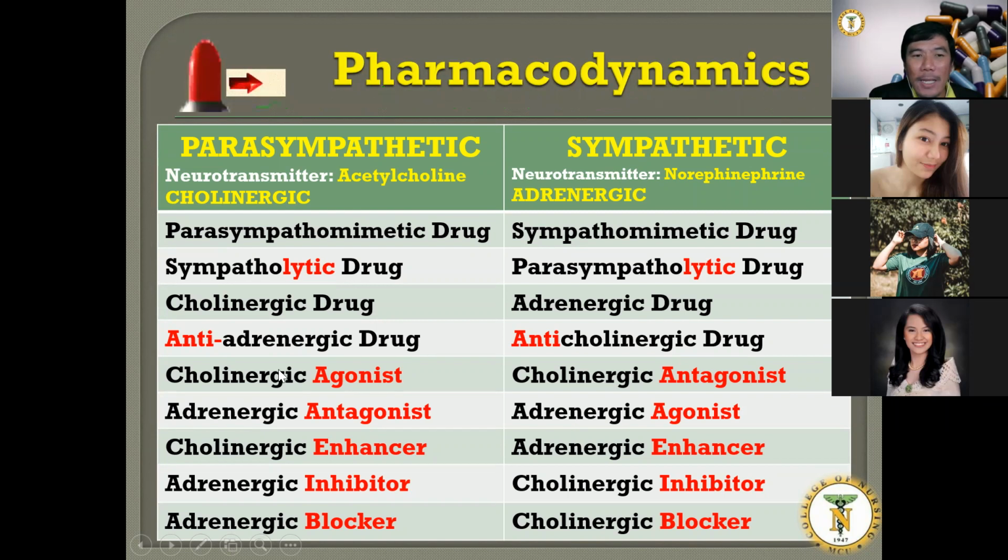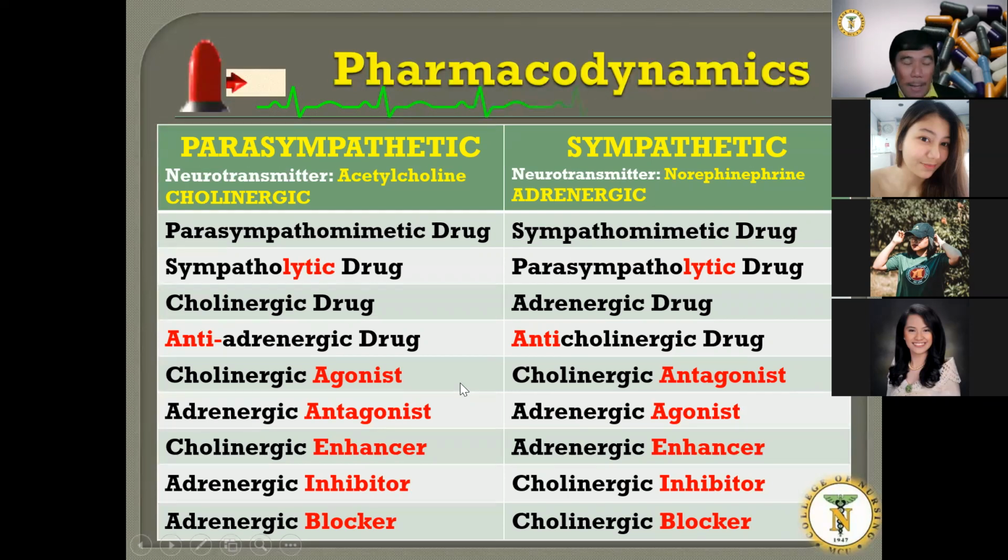Here we have used agonist. Cholinergic agonist stimulates cholinergic, another term for parasympathetic. Adrenergic antagonist: antagonist contradicts the adrenergic, the sympathetic, so parasympathetic. Cholinergic enhancer enhances the cholinergic, parasympathetic. Adrenergic inhibitor inhibits the adrenergic, the sympathetic, so obviously parasympathetic. Adrenergic blocker blocks the adrenergic response, so parasympathetic.